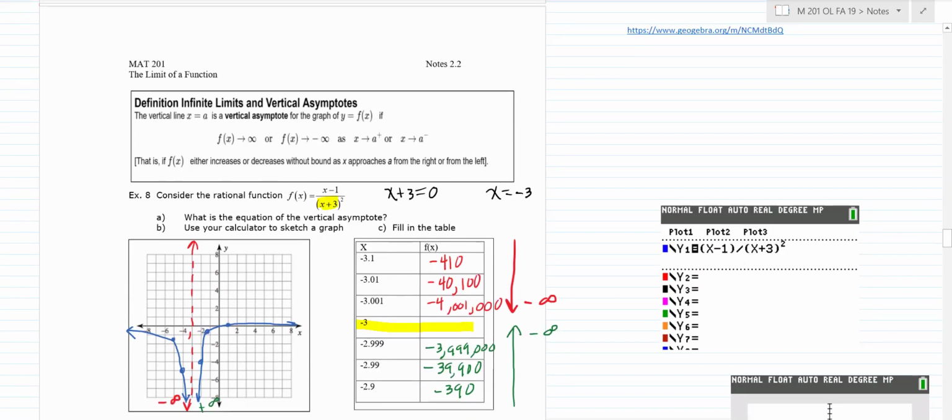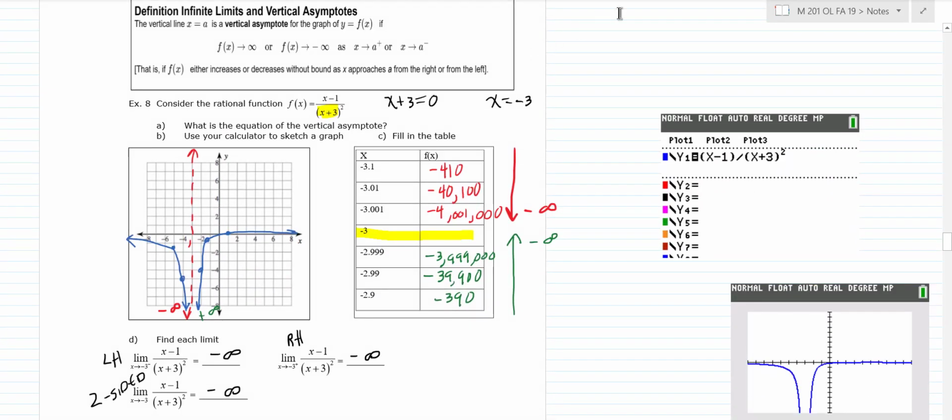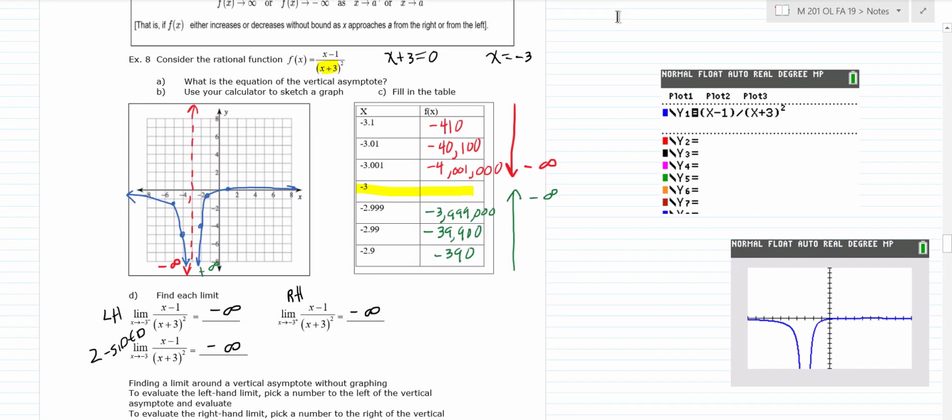What we're going to try to do on this a little bit, though, is begin to look at what we can do without graphing, because we don't want to have to go through this every time. You don't want to have to put this in the calculator. You want to be able to look at the function, do a quick calculation, and figure it out.